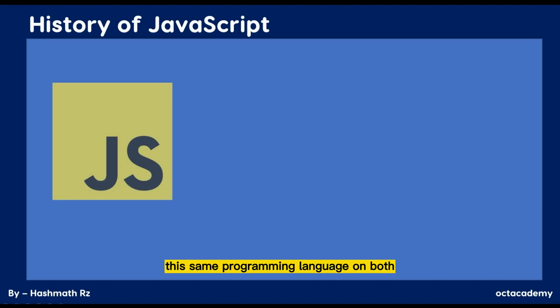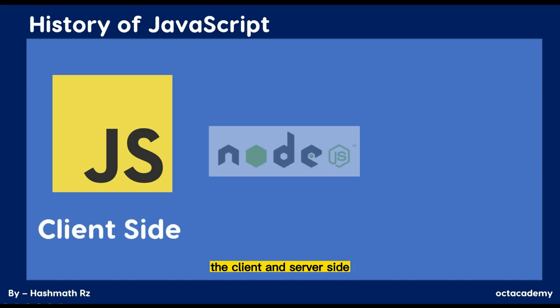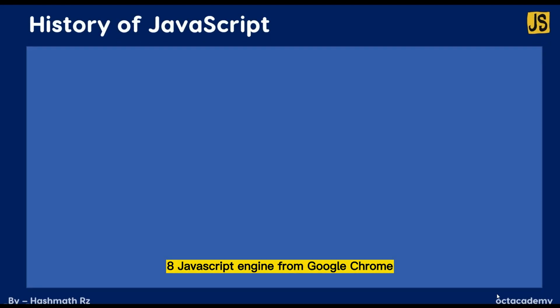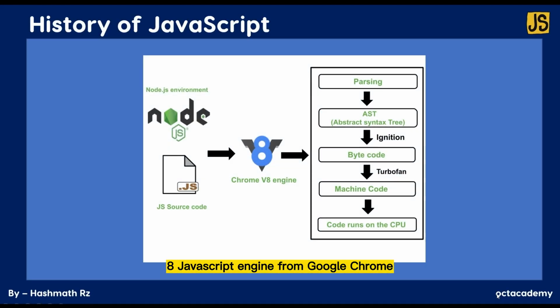Because of this revolutionary invention, developers could use the same programming language on both the client and server side. This made web development more efficient and streamlined, as it eliminated the need for developers to learn and use separate programming languages for the client and server sides. Node.js was built on top of the V8 JavaScript engine from Google Chrome and was designed to be fast, lightweight, and efficient. It allowed developers to build scalable network applications with ease.